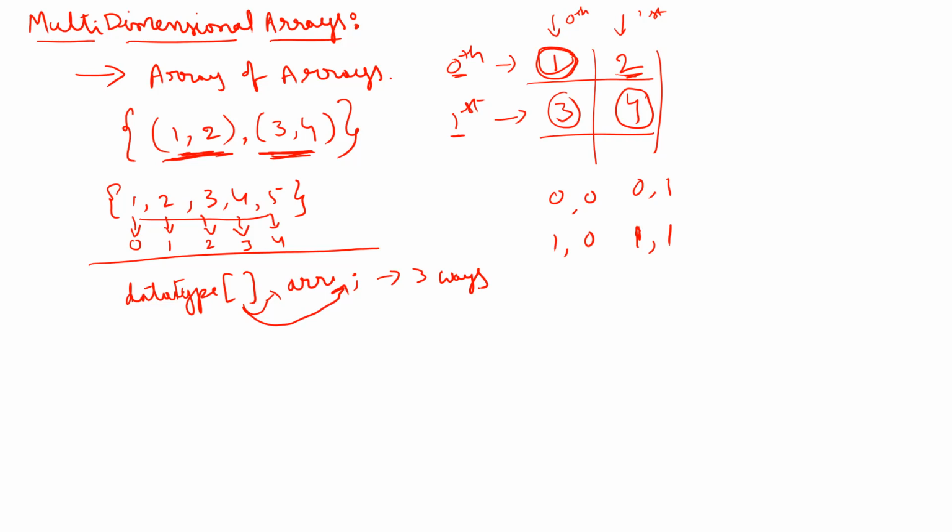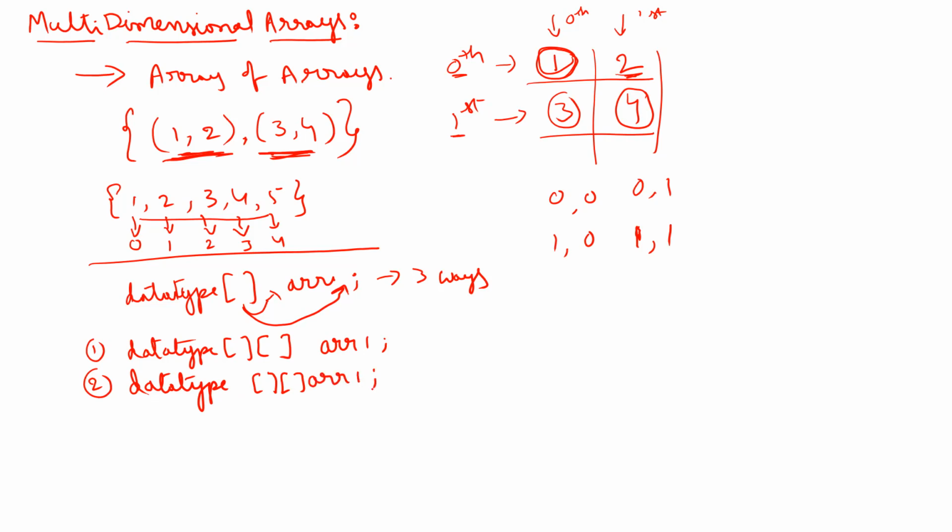To declare a multi-dimensional array, the way we have to do it is dataType, and since it is a multi-dimensional array, we have to give 2 square brackets and the name of the array. So let's say it is array1. So this is the first way. And the second way is dataType, give a space, then give the 2 square brackets here and then array1.